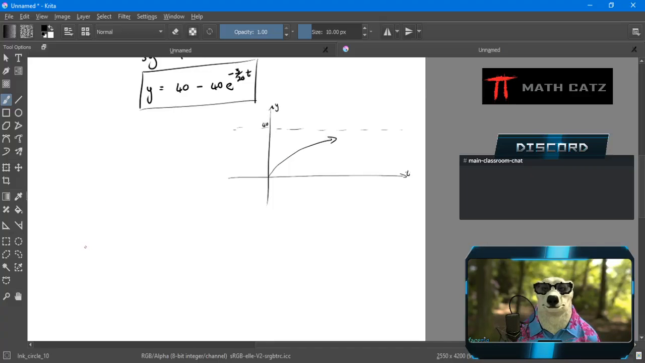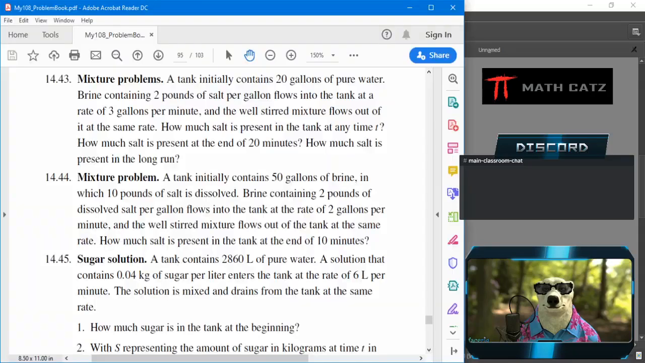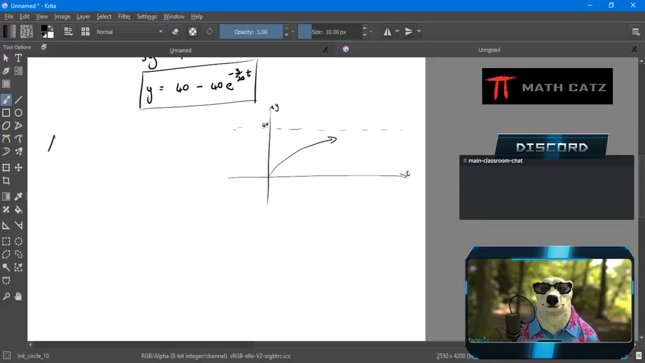Now we can answer different questions here. Let's say how much salt is present in the tank at time t. Okay, fine, we've done that already. How much salt is present at the end of 20 minutes? So at the end of 20 minutes, we simply have 20 for t, and we calculate it. There's not much to it.